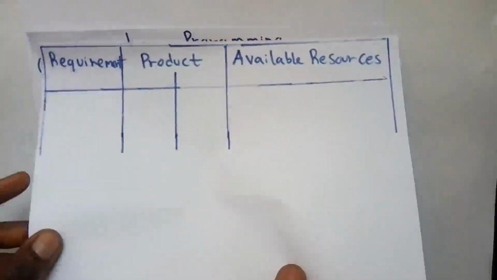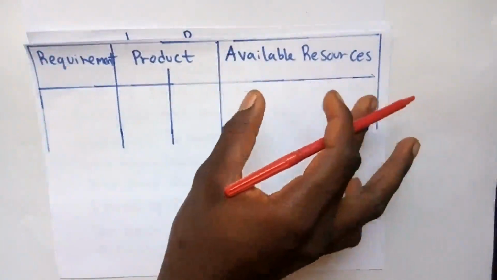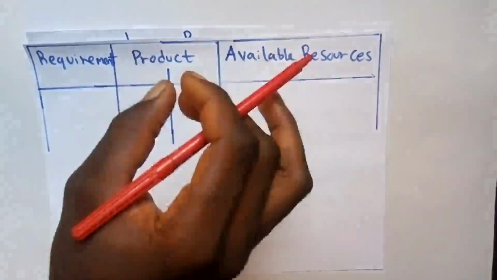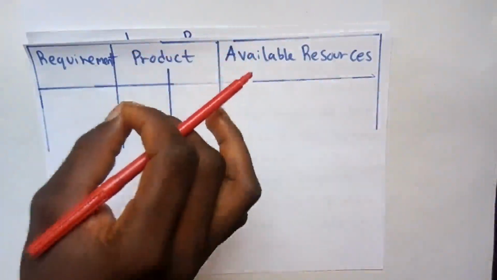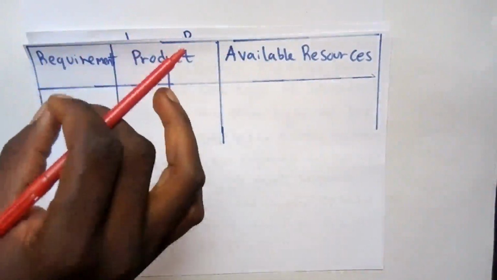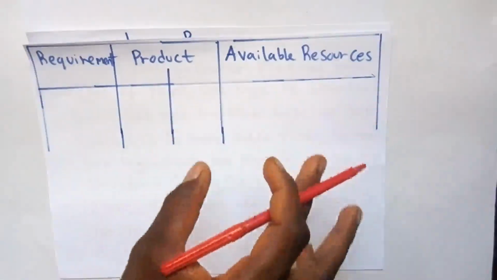First, make a simple table like this: requirements, product, and available resources. If you make this table, you then go to your question and find the particular product the question is talking about, the requirements necessary to make that product, and the available resources required to make that product.